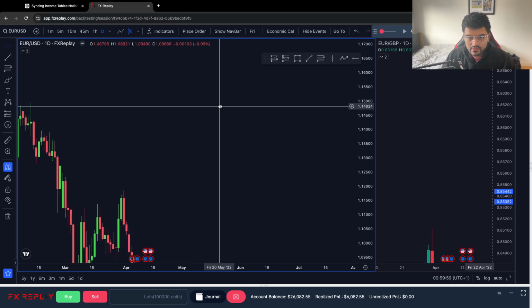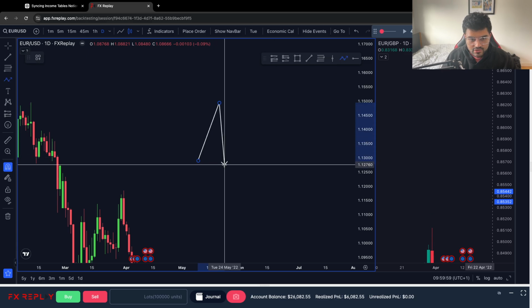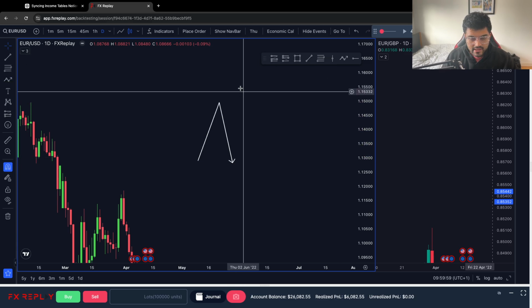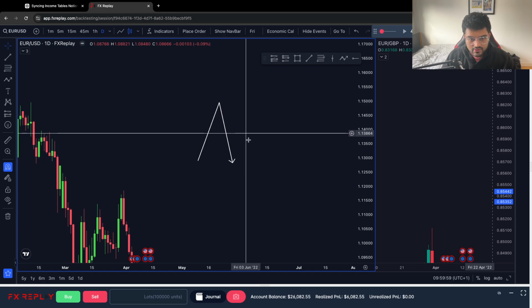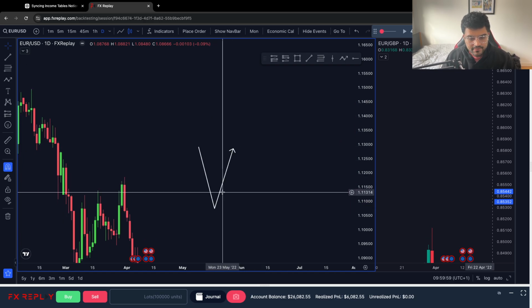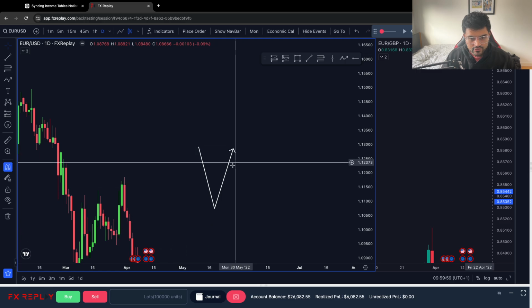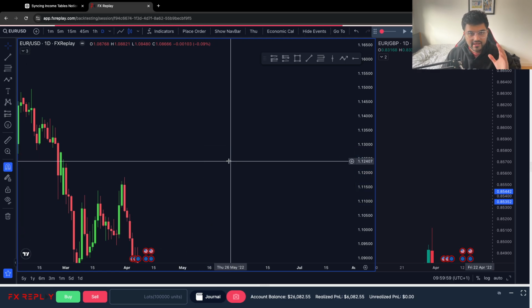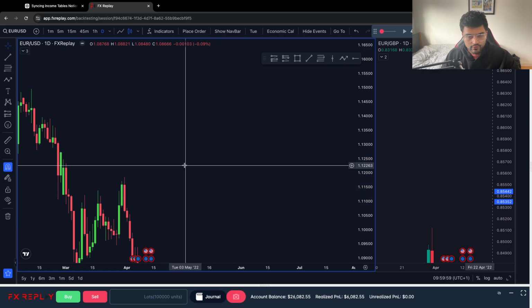If you're not familiar with what a swing high and swing low is, a swing high is a high point with a lower high to the left and a lower high to the right. A swing low is the opposite, a low point with a higher low to the left and a higher low to the right. So it's like a triangle, sort of curve formation.